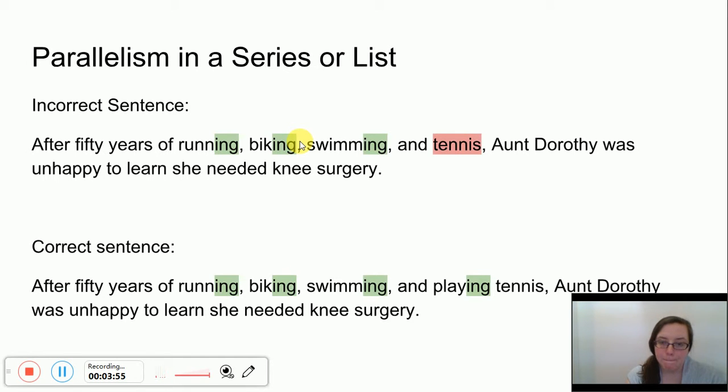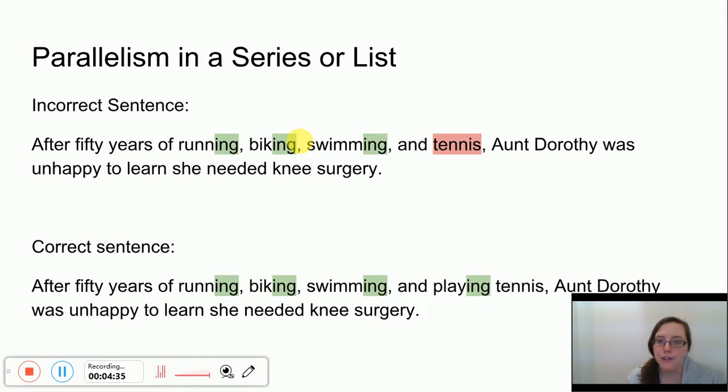While there's nothing necessarily wrong with this sentence, its structures are not parallel. When your reader gets to tennis, their brain, as our brains do, is looking for a pattern, that ing, ing, ing, and then it doesn't get that pattern. So the brain's like, well, that sounds weird. To fix that, we can just change tennis to a verb rather than a noun: "After 50 years of running, biking, swimming, and playing tennis, Aunt Dorothy was unhappy to learn she needed knee surgery."